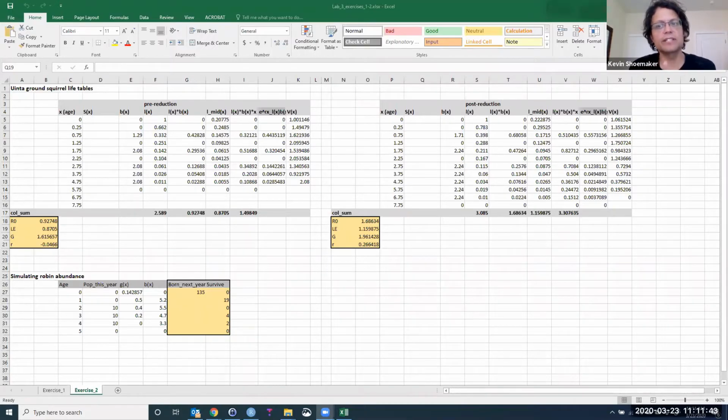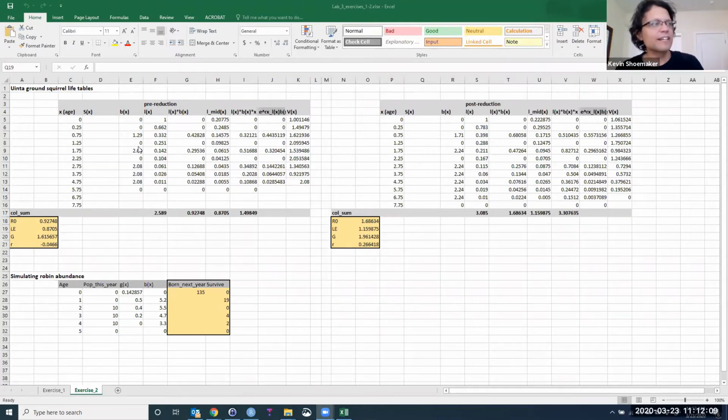Megan, can you see my Excel? Yes, I can. Okay. So we have 2 different life tables here, a pre-reduction and post-reduction in density. And we can summarize all the basic statistics: the lifetime reproductive potential, the life expectancy, the generation time, little r.